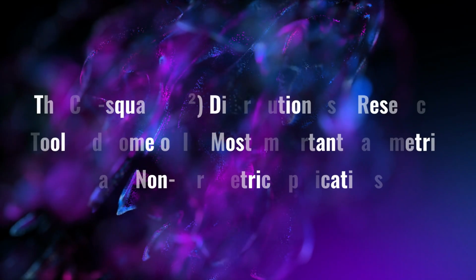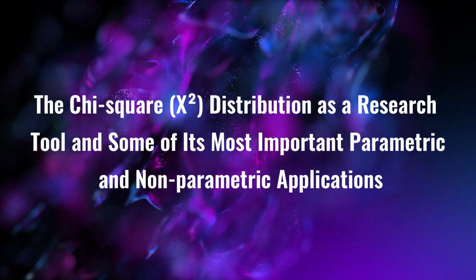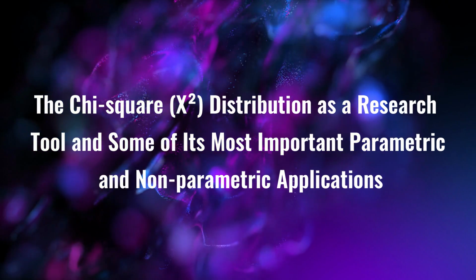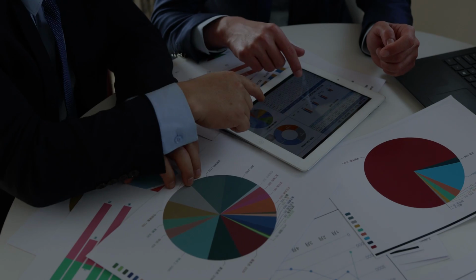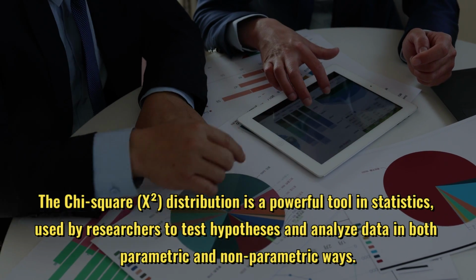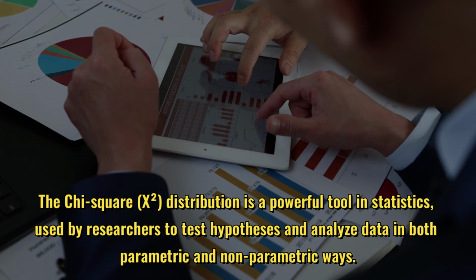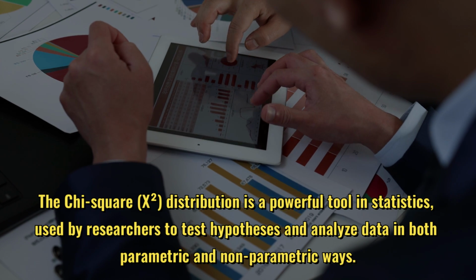The chi-square (χ²) distribution as a research tool and some of its most important parametric and non-parametric applications. The chi-square distribution is a powerful tool in statistics, used by researchers to test hypotheses and analyze data in both parametric and non-parametric ways.